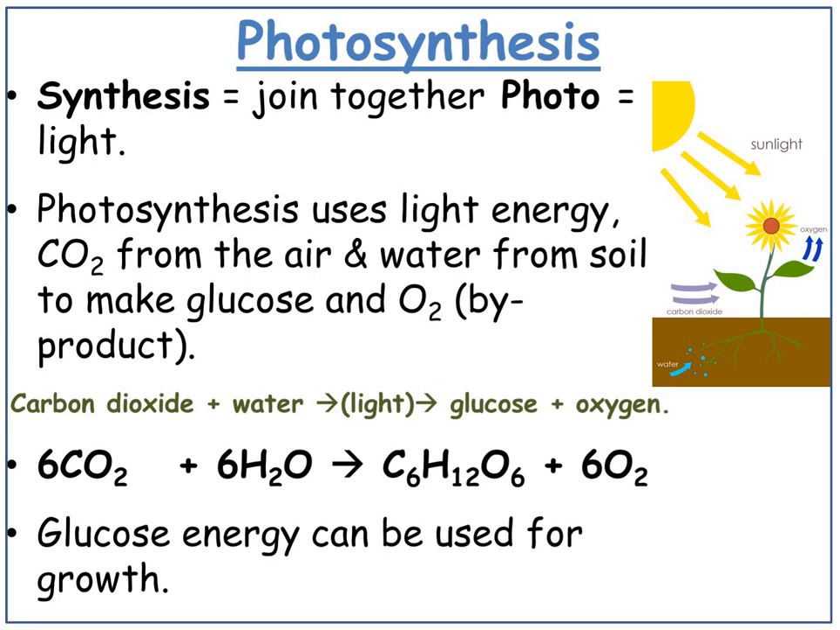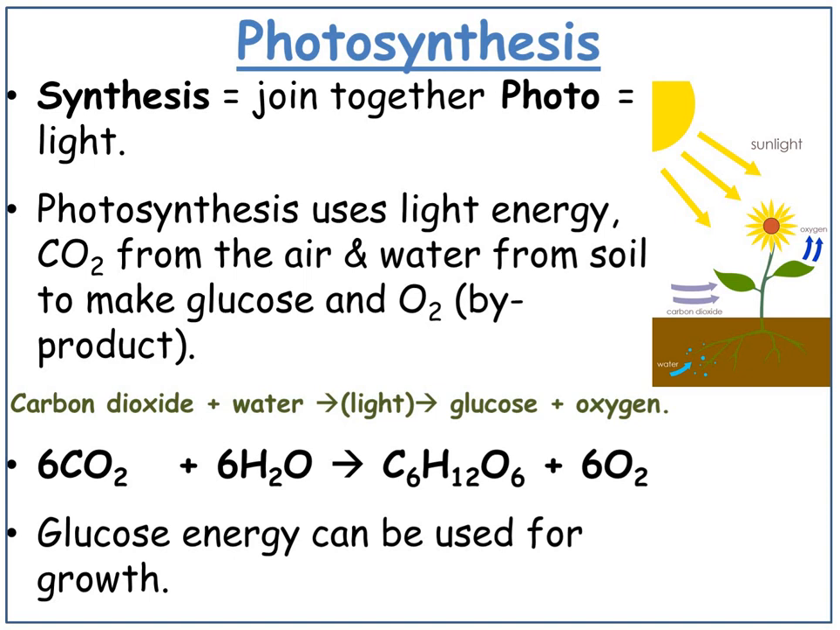Photosynthesis uses light energy, carbon dioxide from the air, and water from the soil to make glucose, and oxygen is a byproduct. So the equation is carbon dioxide plus water goes to glucose plus oxygen. And you may see that light and chlorophyll are above and below the arrow.